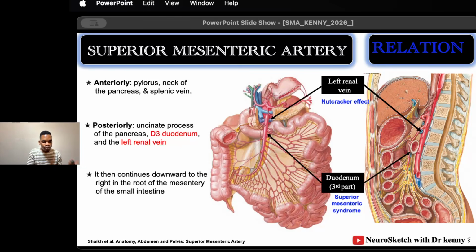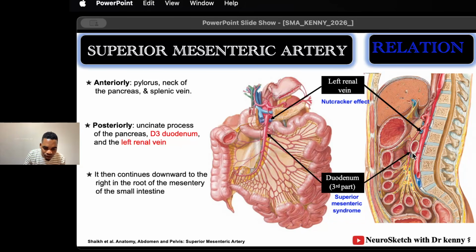What are the structures posterior to the superior mesenteric artery, SMA? The very first structure you can see, just behind the SMA at its origin from the abdominal aorta, is the left renal vein. We also have the uncinate process of the pancreas here. Remember, the neck of the pancreas passes anterior to the superior mesenteric artery, but the uncinate process passes behind the SMA.